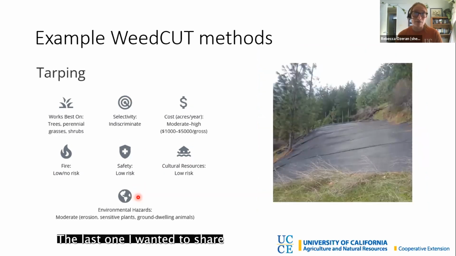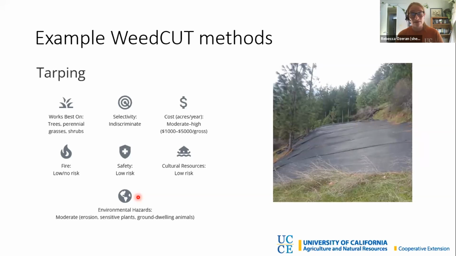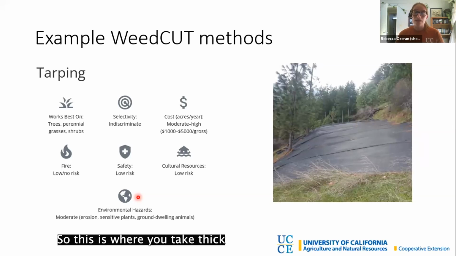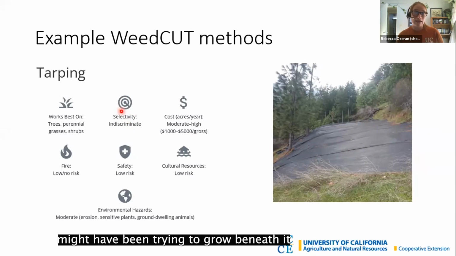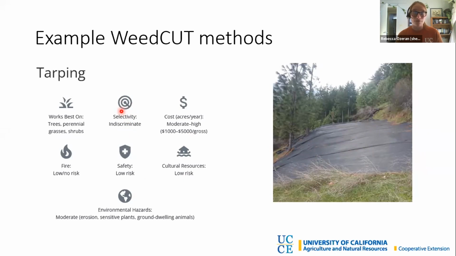The last one I wanted to share, because again, there are over 30 different methods in this website, is tarping. So this is where you take thick sheets of black plastic or some sort of light resistant plastic and completely cover the ground surface to prevent plants from growing. So as you can imagine, this is not a selective tool at all. It does not discriminate. Whatever plant might have been trying to grow beneath it no longer gets any sunlight whatsoever and cannot germinate, cannot grow.